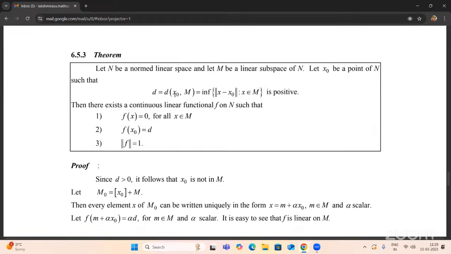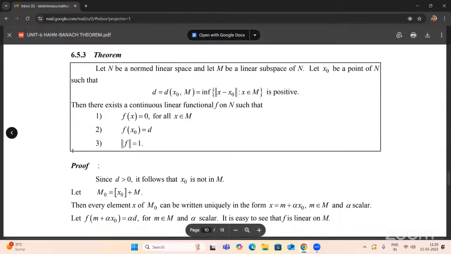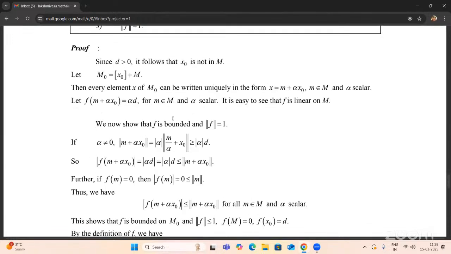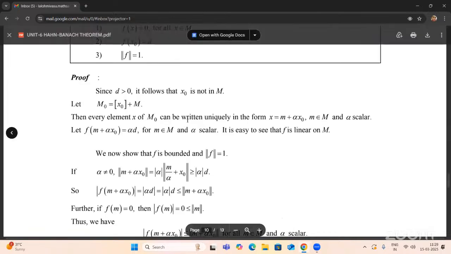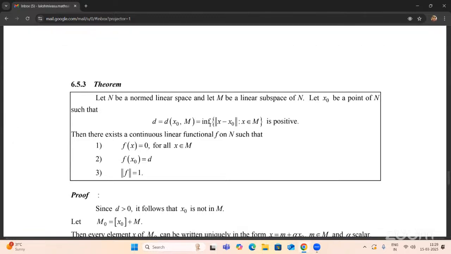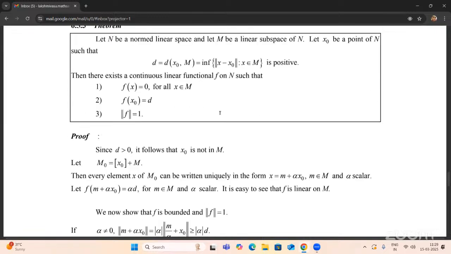Then there exists a continuous linear functional f on N such that f of x equals 0 for all x belongs to M, f of x naught equals d, and norm f equals 1. This is also a very simple concept; please refer to it. The proof follows from the above two inequalities and the above two consequences of the Hahn-Banach theorem. It is a simple proof, and this is also one of the consequences and applications.